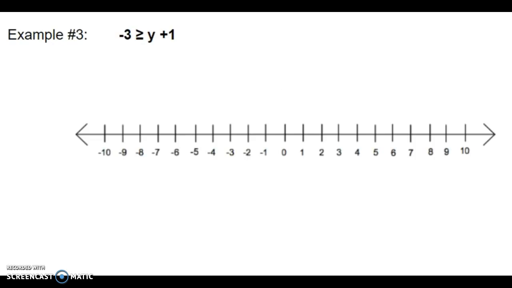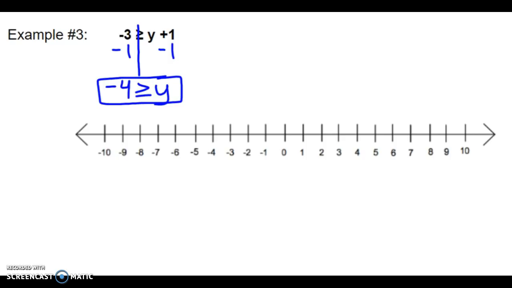Okay, next here, I have negative 3 is greater than or equal to y plus 1. Again, my variable's on the other side of the greater than or equal to sign, and we're going to treat it the same way at first. I'm going to solve for y. I'm going to get y by itself, so I'm going to subtract 1 from both sides. So I end up with negative 4 is greater than or equal to y.